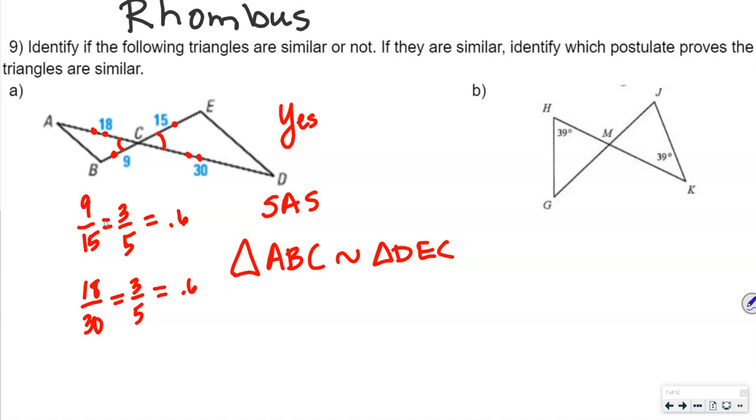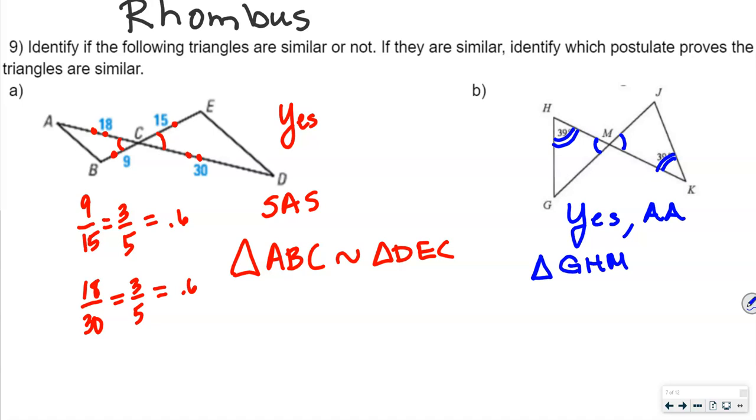So now on letter B, it says again, identify if they're similar or not, okay? So again, we have our vertical angles, don't we? And we have this other angle that's 39 here, and it's 39 there. So are these triangles similar? Again, the answer is yes, because of angle, angle, right? If two angles are congruent, then you know that the third angle has to be, right? So all three angles really are congruent here, but we only really need to know 2. Okay, so here again, let's write a statement. So this time I'm going to say GHM.